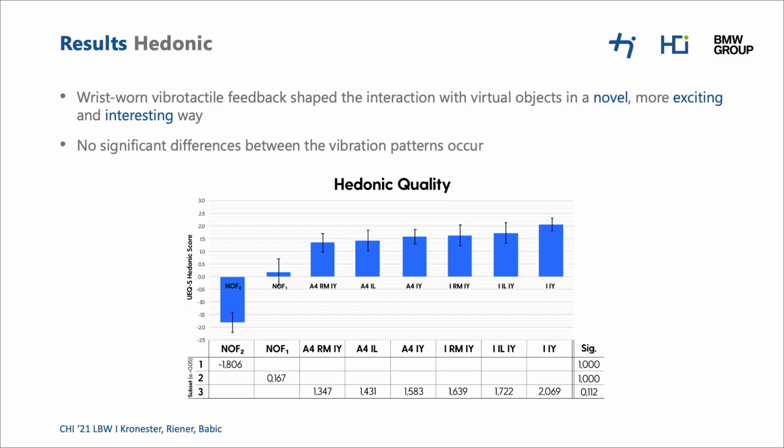By taking a look at the hedonic effects, so the stimulation aspects of the variance, wrist-worn vibrotactile feedback shaped the interaction with virtual objects in a novel, more exciting and interesting way, as the participants have negatively changed their attitude towards the baseline interaction of no feedback after the demonstration of the vibrotactile feedback variance. All vibration patterns were rated significantly better than no feedback, however there are no significant differences between them.